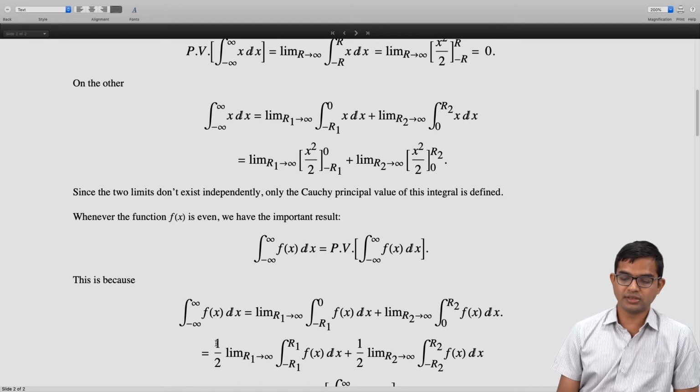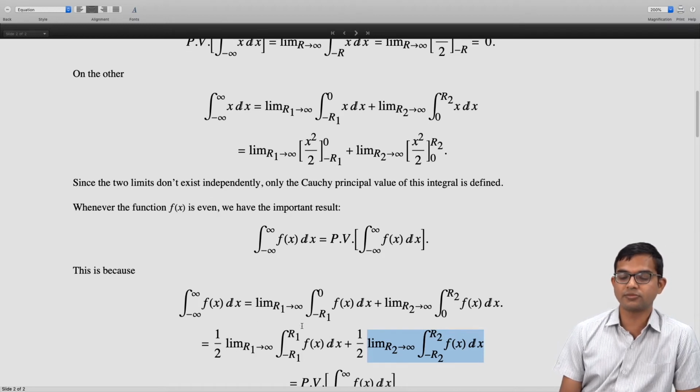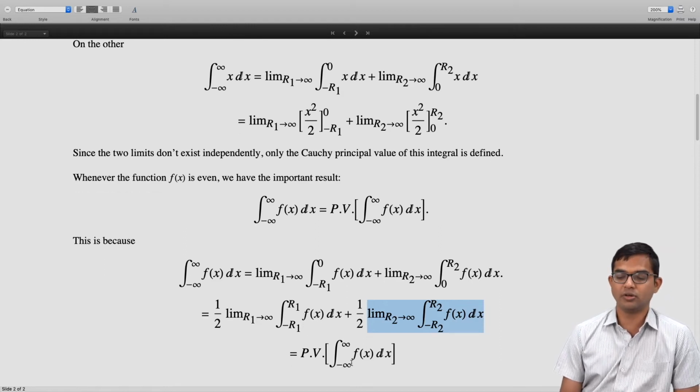Now, each of these is half times the principal value, and this is again half times the principal value. In place of r1 and r2 here, we can just call it r, and then we immediately see that this is basically the principal value. So half the principal value plus half the principal value is the principal value. So you get the principal value of the integral from minus infinity to plus infinity of f of x dx.